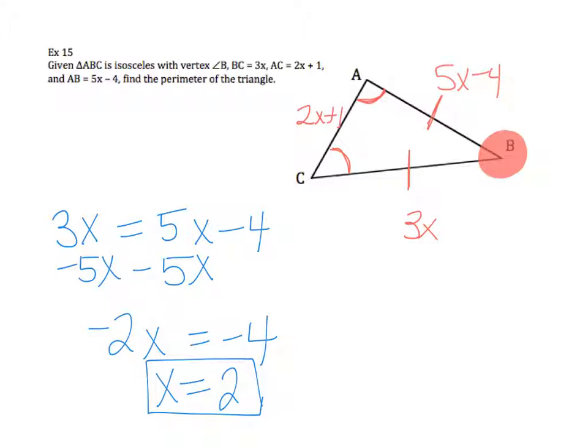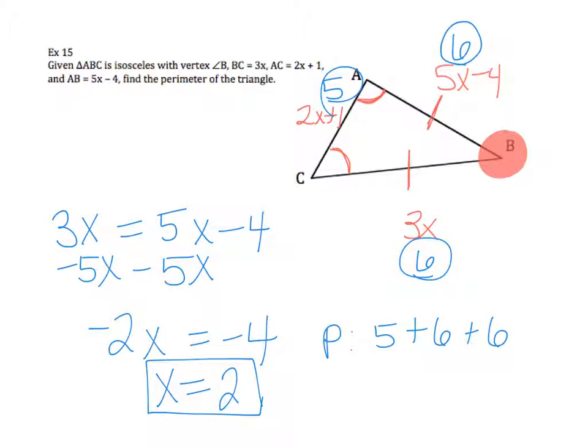Okay, so now I'm going to go ahead and plug this back in. This side's going to be 6. Okay, you can plug it back into here just to make sure that you get the right answer. Otherwise, you should know that it's the same as the other side. And then 2 times 2 is 4, plus 1 is 5. So your perimeter is going to be 5 plus 6 plus 6, which equals 17.